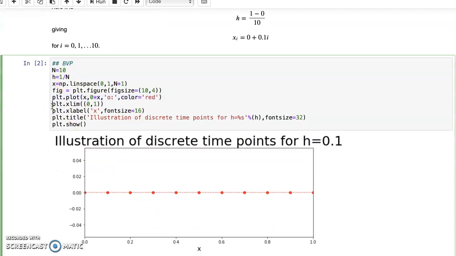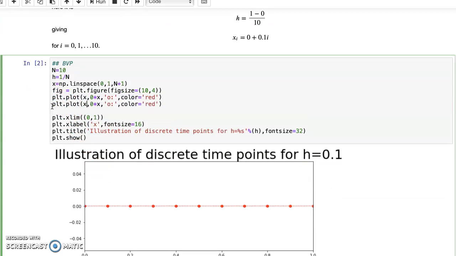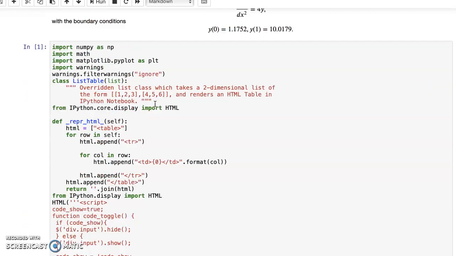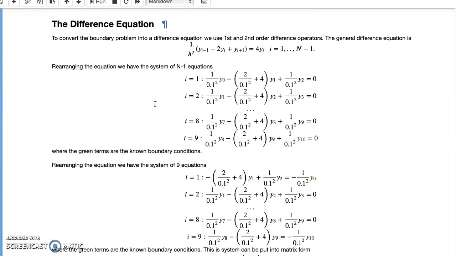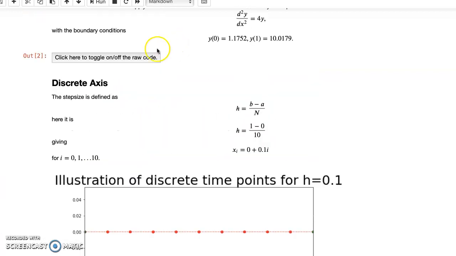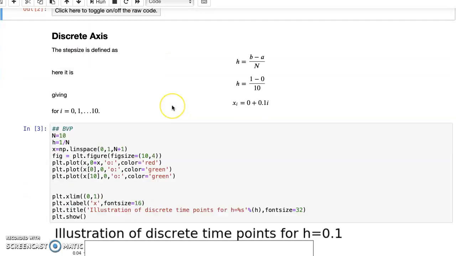So, actually, just to note that the first and last point in our grid is known. And I should have been doing this with the other ones as well. Green is known. So you have your distinction of color coding.